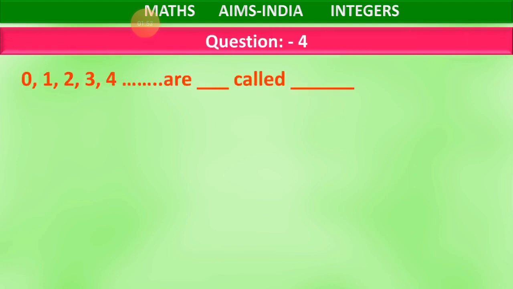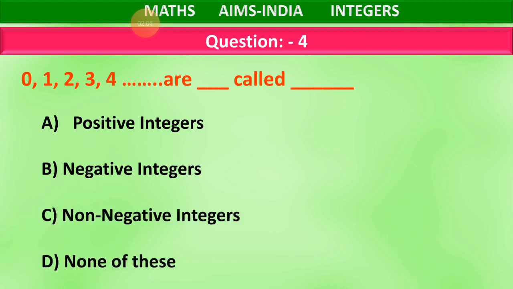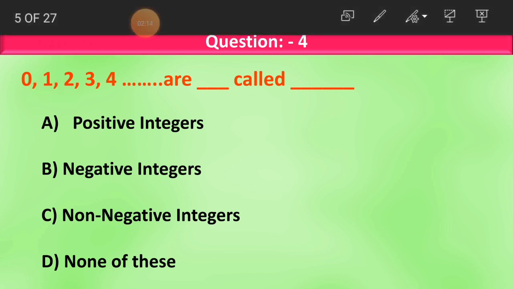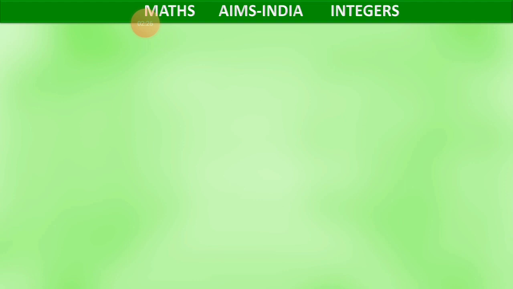Question number 4. 0, 1, 2, 3, 4 and so on are called dash. A. Positive integers, B. Negative integers, C. Non-negative integers, D. None of these. What are these? Read this carefully. 0 is also included. 0, 1, 2, 3, 4. These are non-negative integers. If we do not have 0, 1, 2, 3, 4 are called as what? They are called as positive integers.